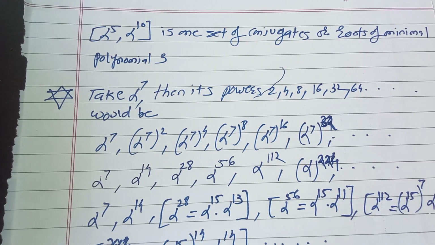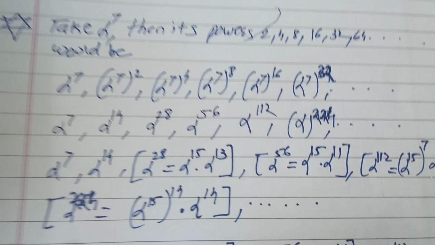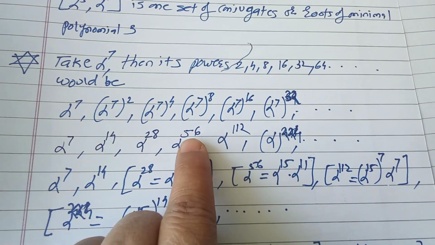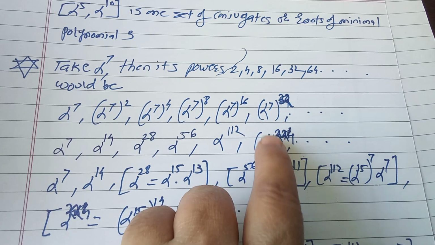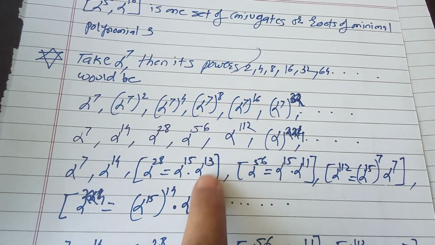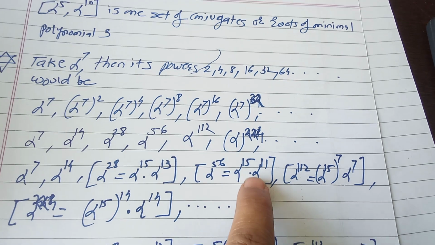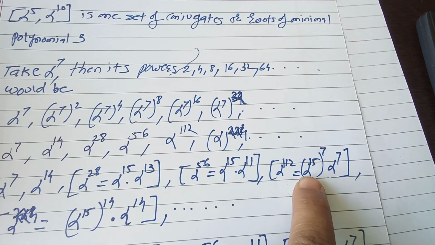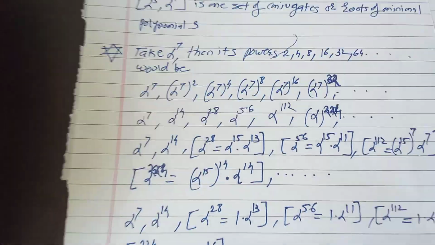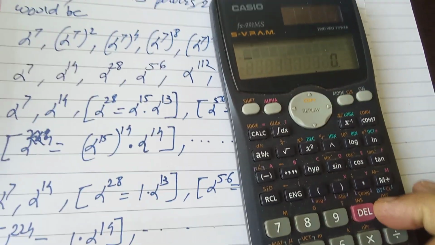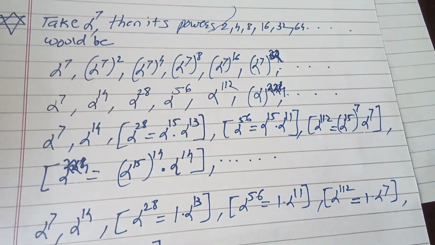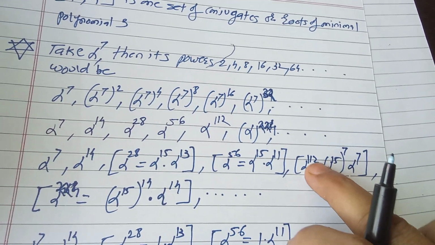After that, 6 is already covered, so we take alpha 7. Its powers will be 7, 2, 4, 8, 16, 32. Then 14, 28, 56. 7 eights are 56, 7 sixteens are 112, then 32 into 7 is 224. Then 7, 14, 28 is not there in the elements, so we will express it as 15 plus 13, then 56 as 15 plus 11, 112 as 15 times 7 plus alpha raised to 7. 15 into 7, how much is it? 15 into 7 is 105. So 105 plus 7 is 112.